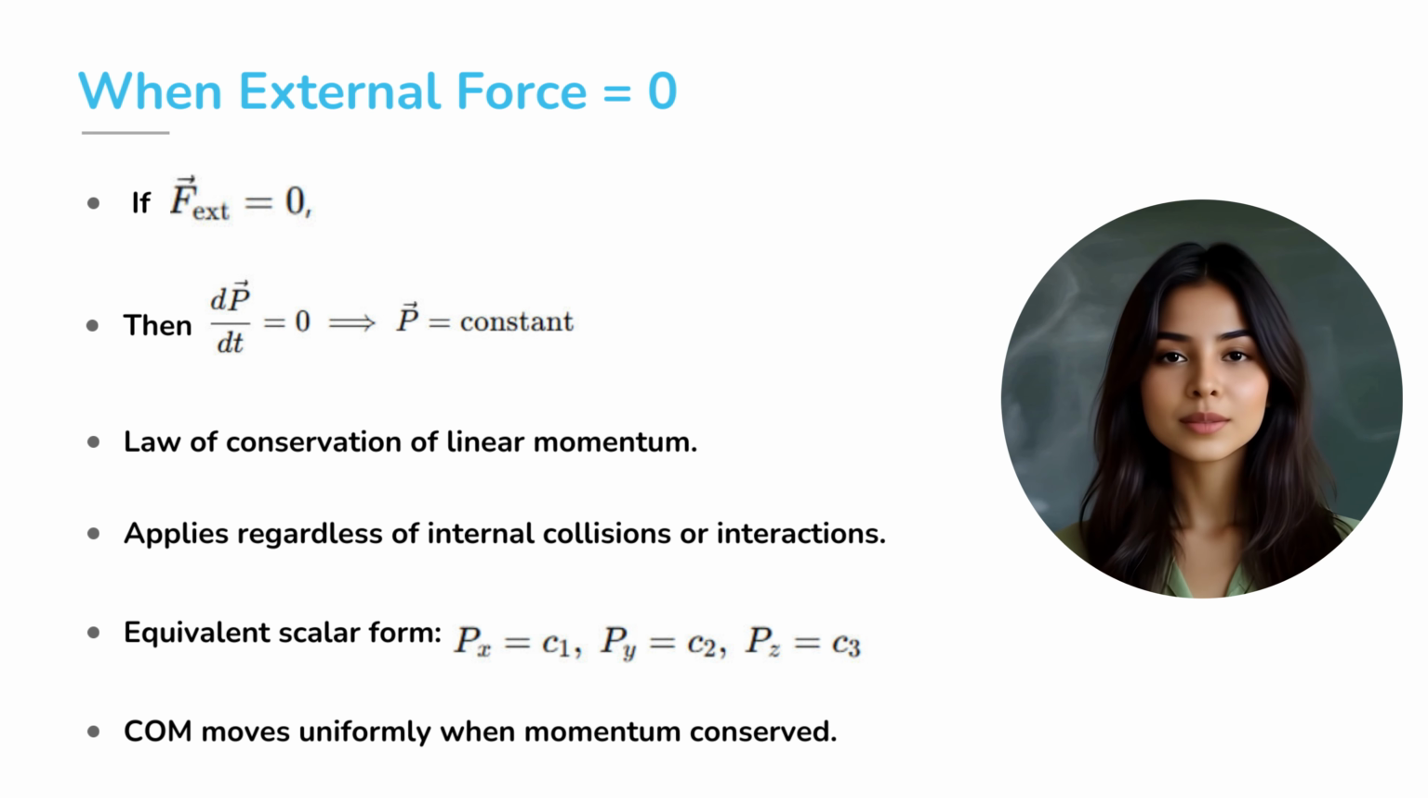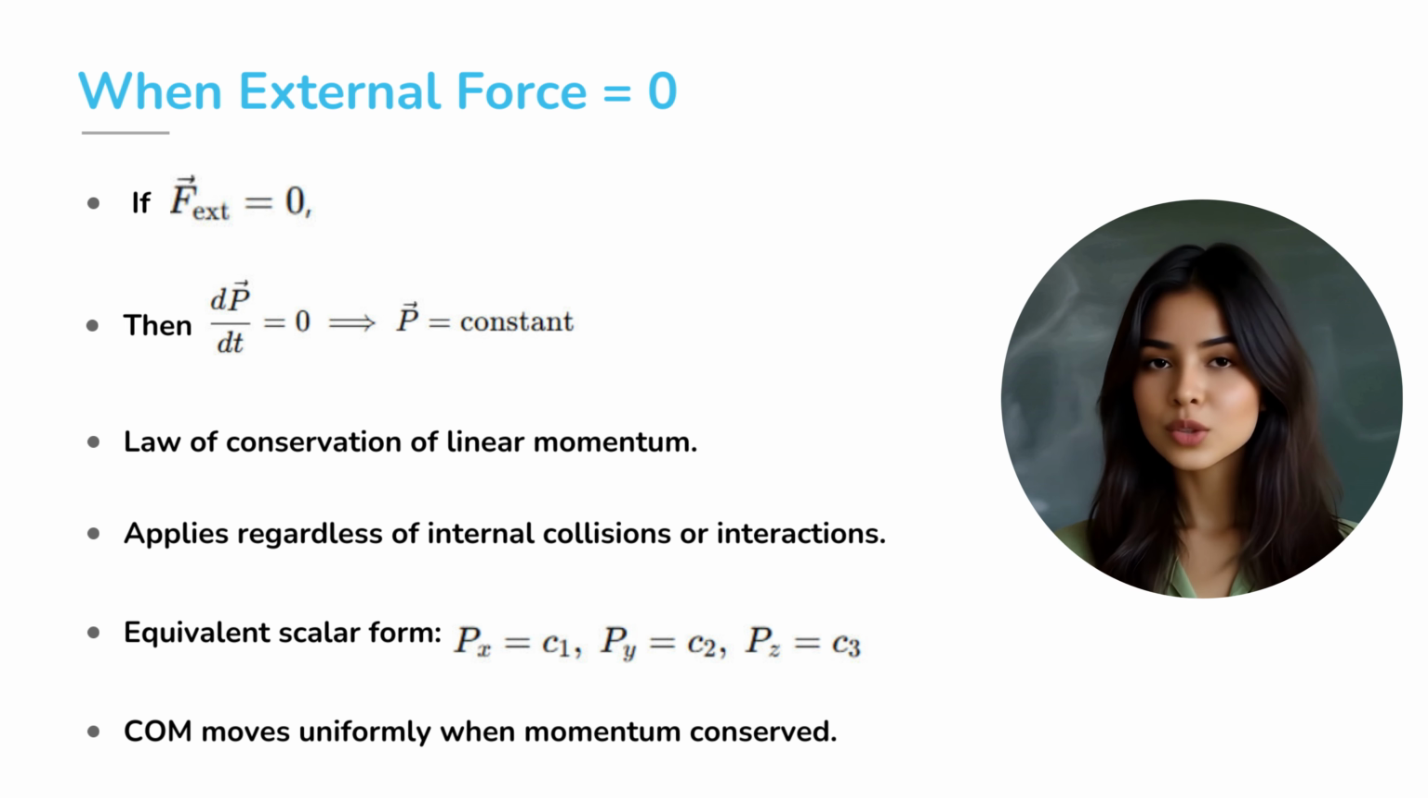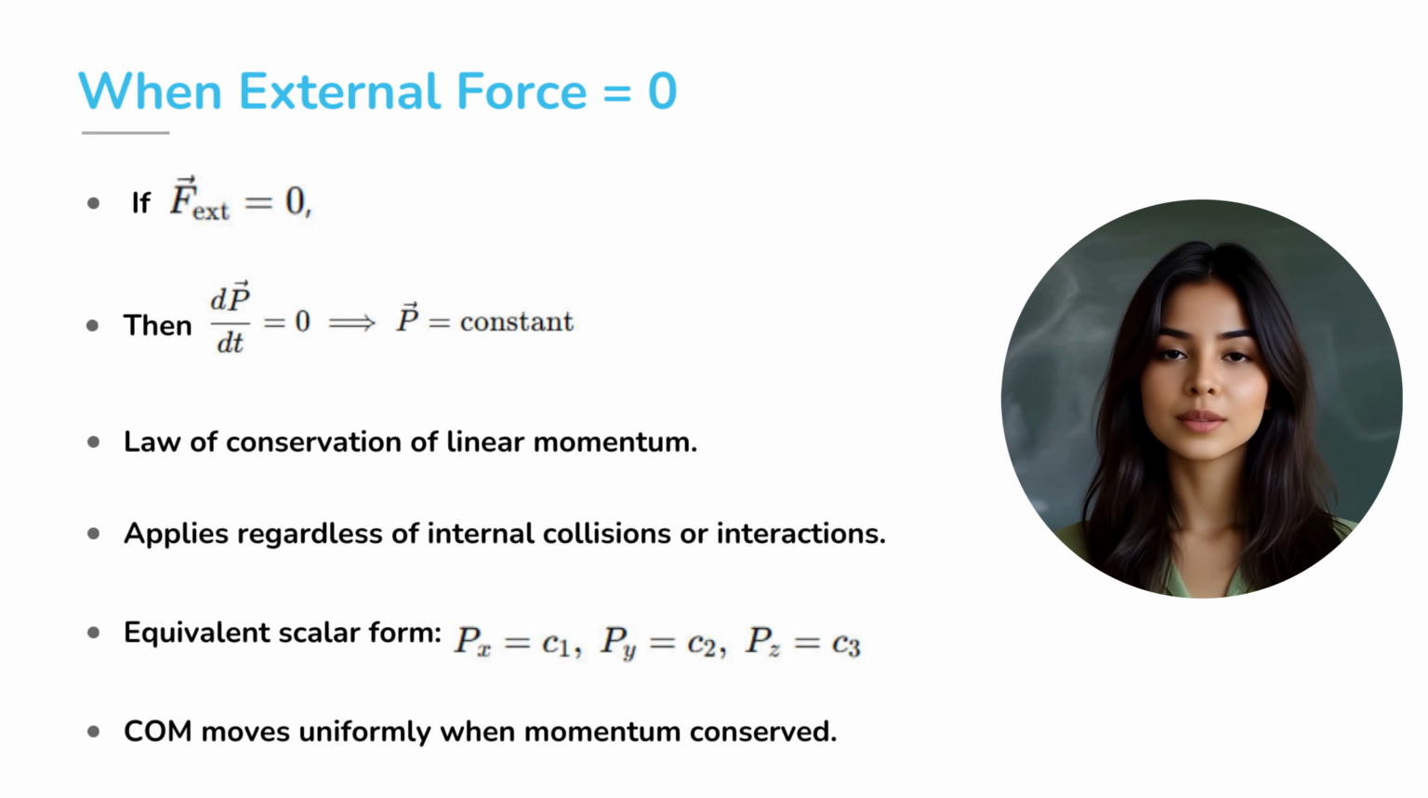Now the magic happens. If the external force on the system is 0, then dP by dt equals 0, which means P is constant. This is the law of conservation of linear momentum. In symbols, momentum equals constant when external force is 0. Even if particles collide violently or follow complicated paths inside, the total momentum of the system remains unchanged. In scalar form, each component px, py, pz is constant too. This principle is one of the most universal laws in physics, holding true from subatomic reactions to planetary motion.